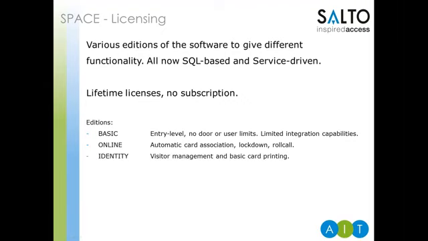Identity adds visitor management and basic card printing functionality. It still won't encode cards. This is still a manual process, so although you can print an ID badge for someone using the data held in Salto, it is very restricted, and you would then still need to either manually capture the ROM code of the card or assign it to the user manually.